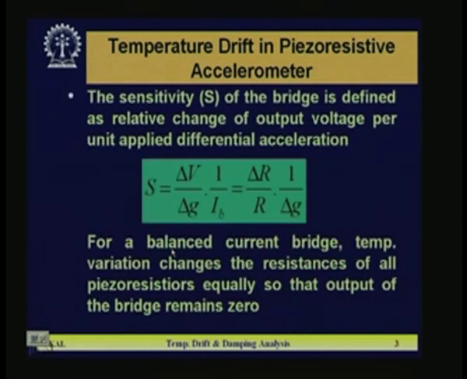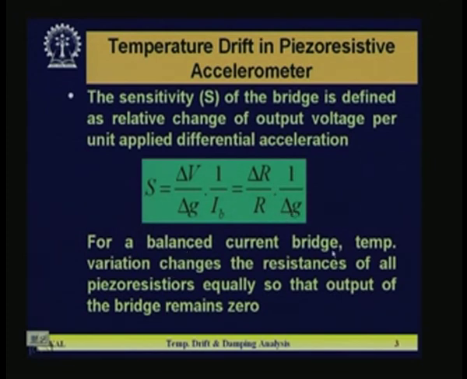Now, the next point is the sensitivity. Sensitivity of the bridge is defined as the relative change of output voltage per unit applied differential acceleration. That is the definition of the sensitivity, and it is expressed mathematically as delta V by delta G dot 1 by Vs, which is nothing but delta R by R dot 1 by delta G.